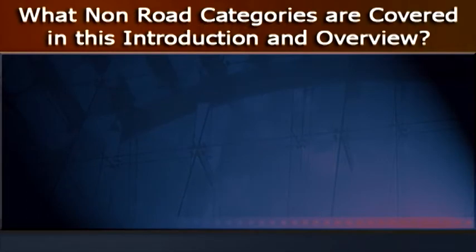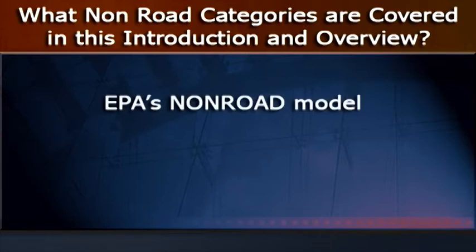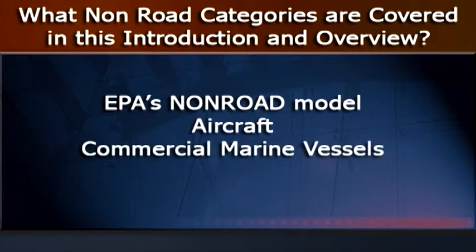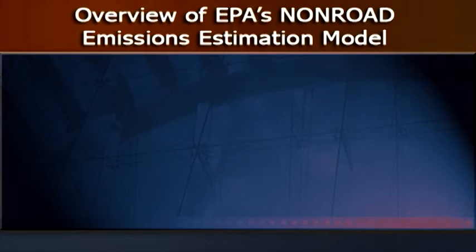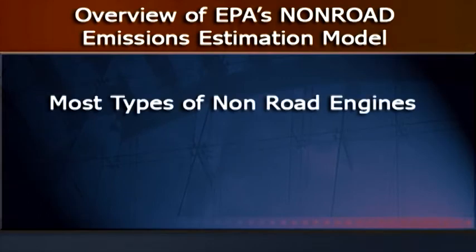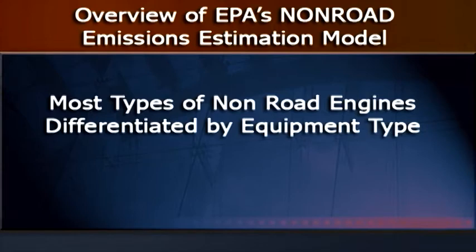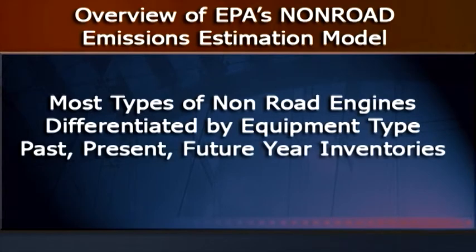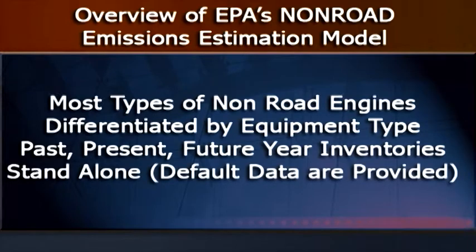This module overviews the following non-road emission categories: engine emissions for categories contained in EPA's non-road model, aircraft, commercial marine vessels, and locomotive emissions. The non-road emissions estimation model contains most types of non-road engines. They are differentiated by equipment type. It can produce inventories for past, present, and future years, and it's a standalone. No user data is necessary.